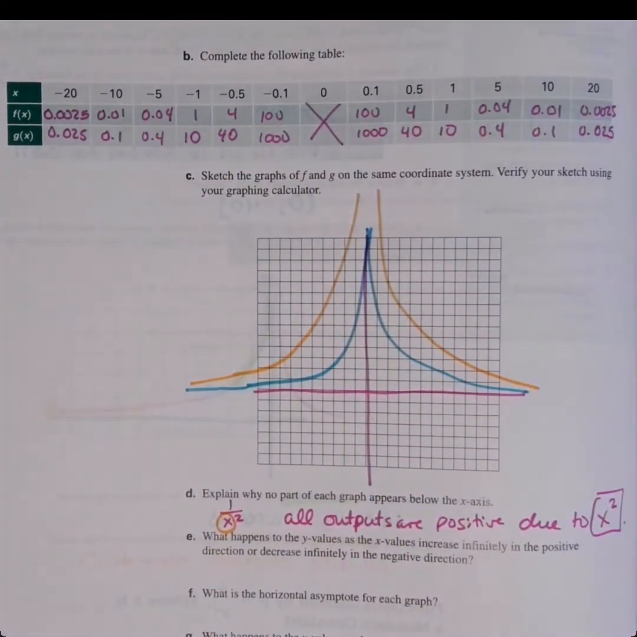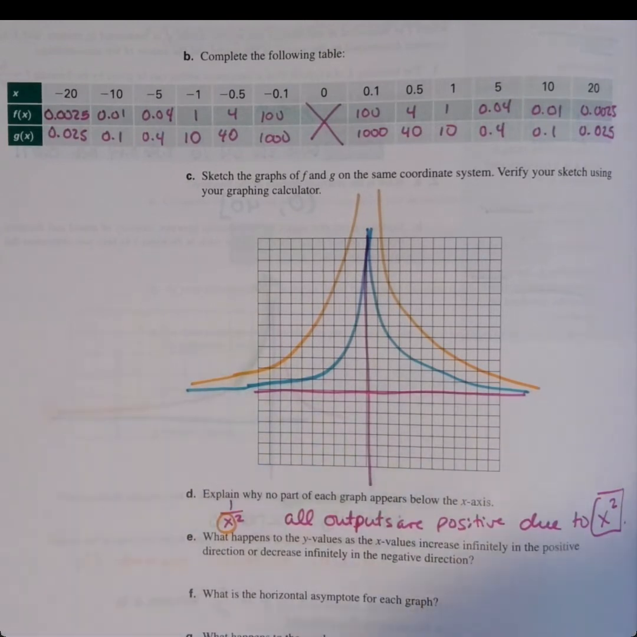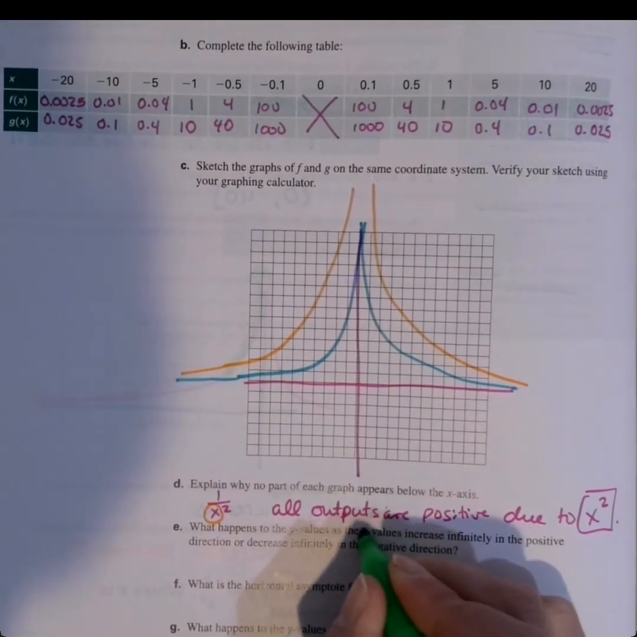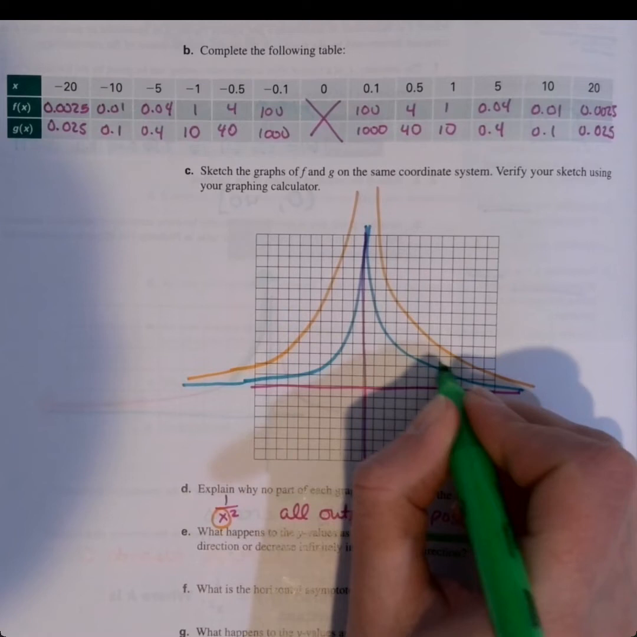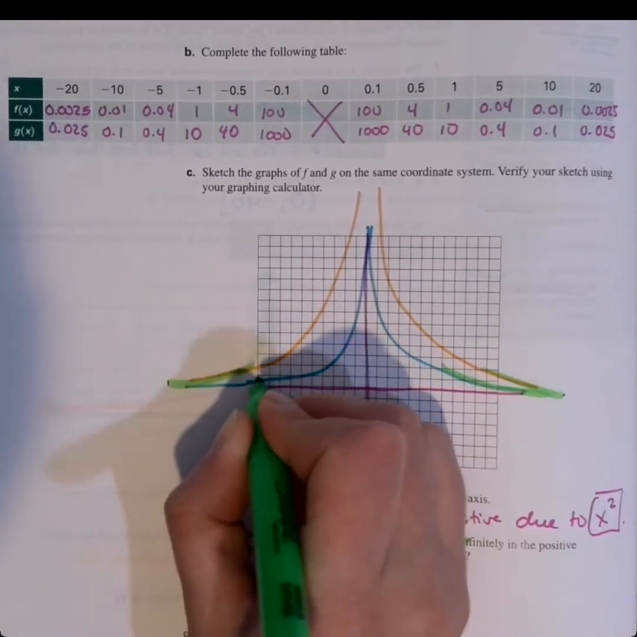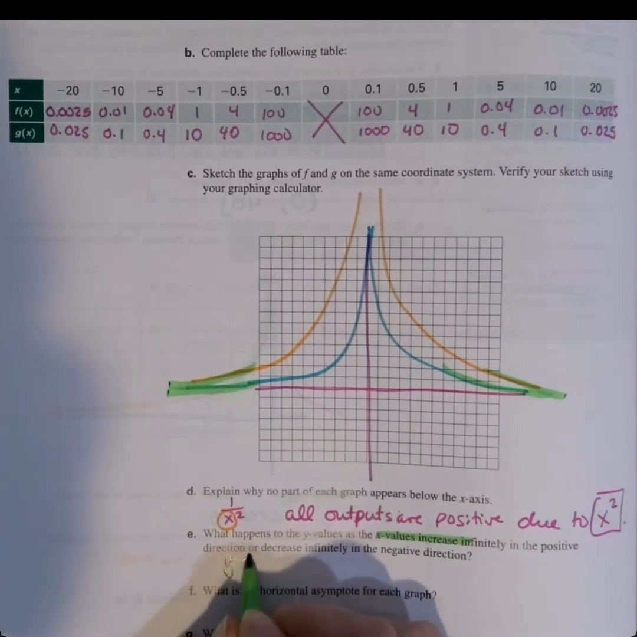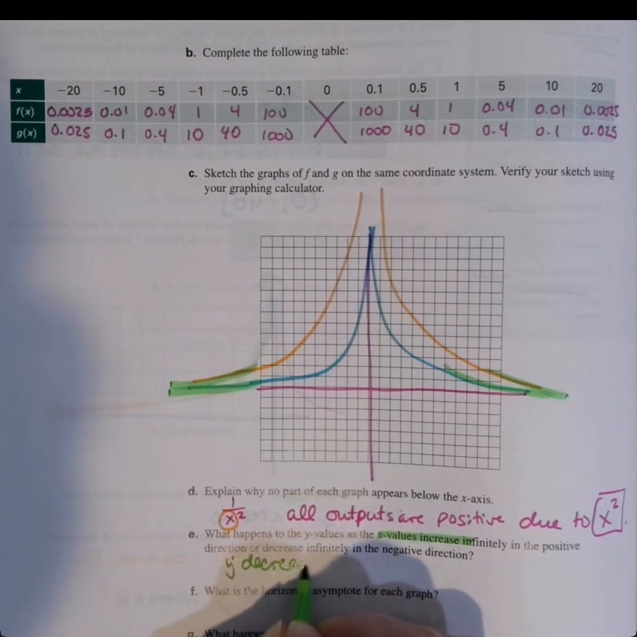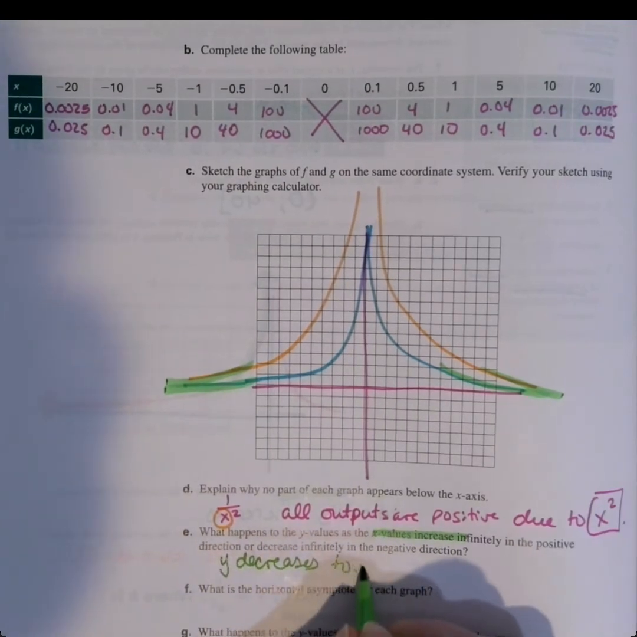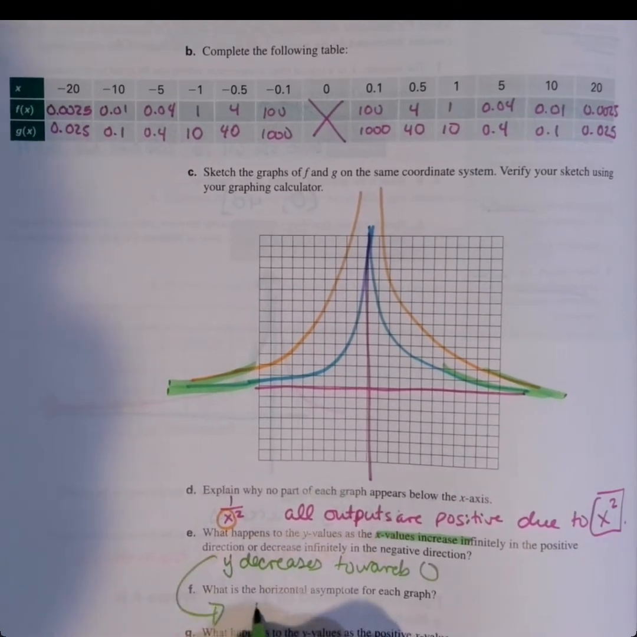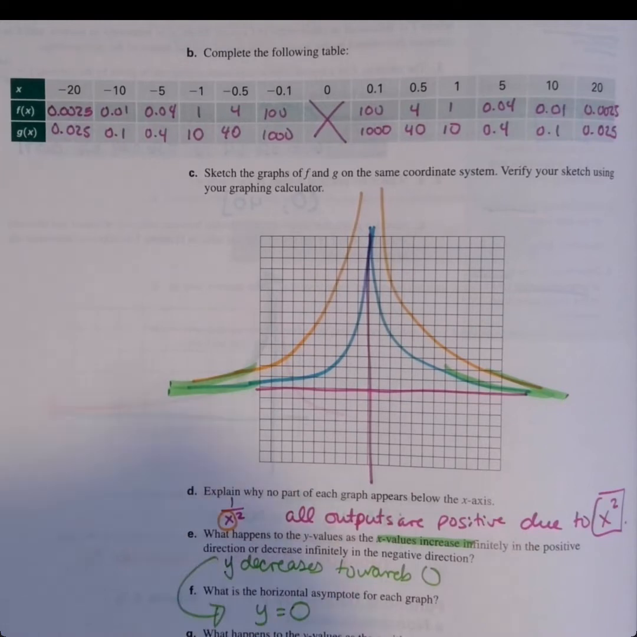So what happens to the y values as the x values increase infinitely in the positive or negative direction? So as the x values increase in either direction, what happens to the y values? The y values get closer and closer to 0. So y decreases towards 0. And this means that the horizontal asymptote is y equals 0.